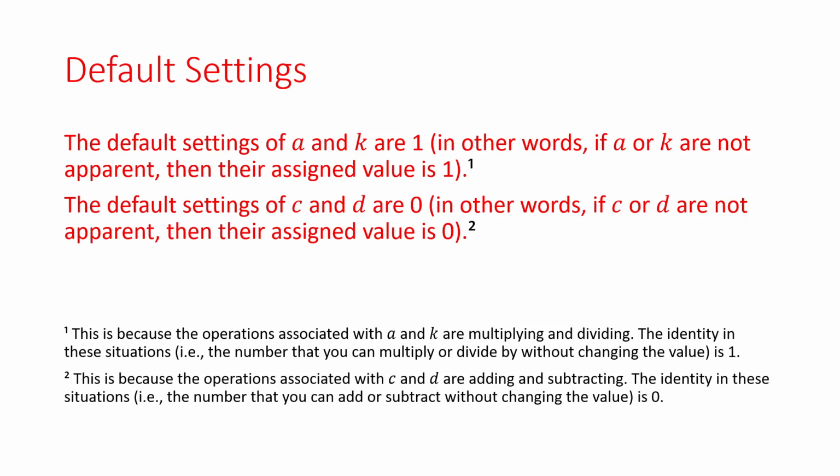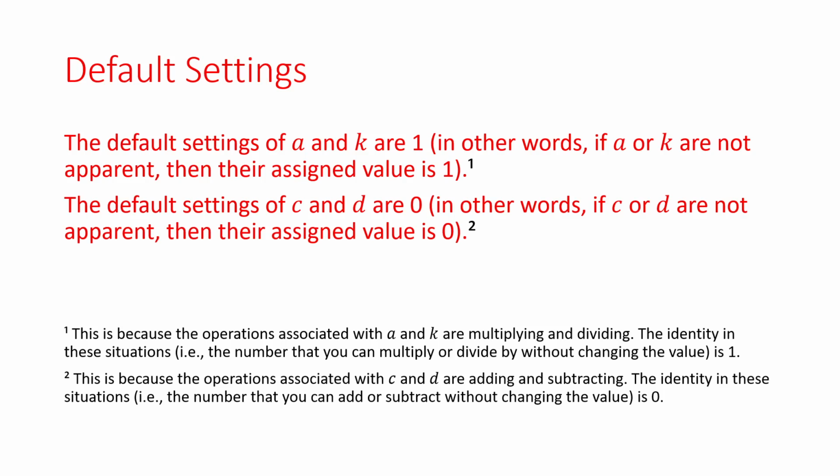So in other words, if a or k are not apparent, then their assigned value is 1. And why is that? Well, let's look at footnote 1. It's because the operations associated with a and k are multiplying and dividing. The identity in these situations, in other words, the number that you can multiply or divide by without changing the value, is 1. The default settings of c and d, on the other hand, are 0.